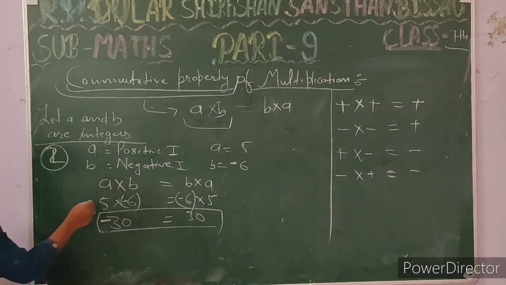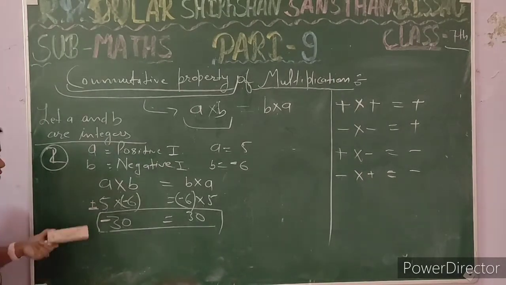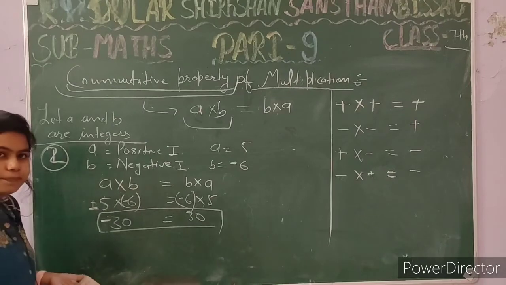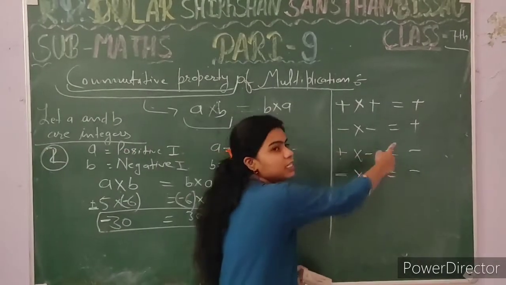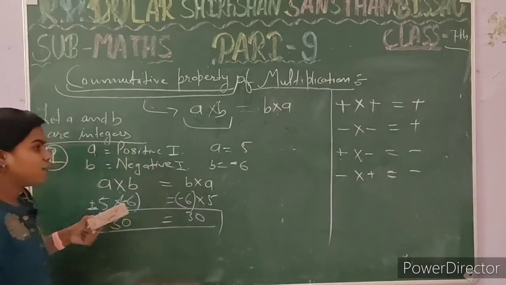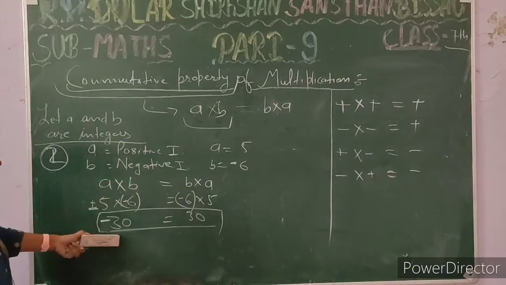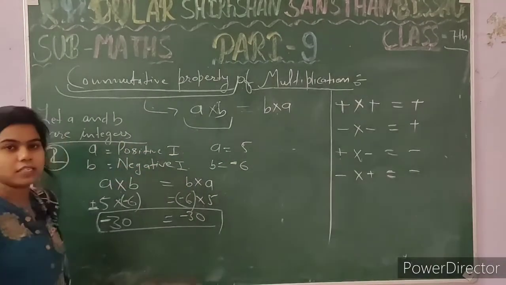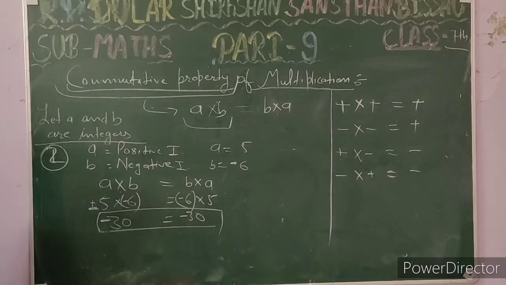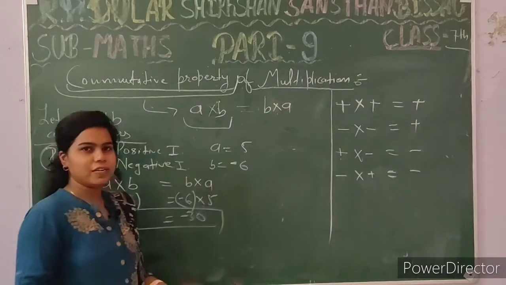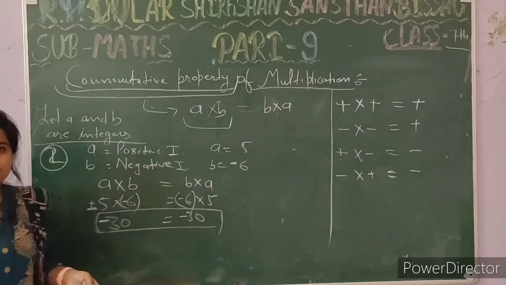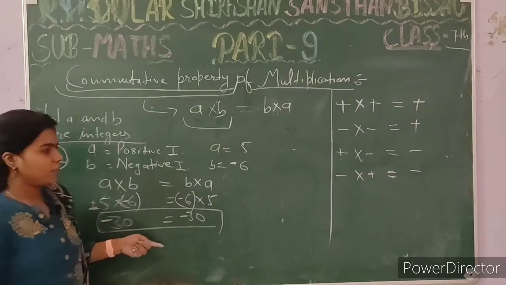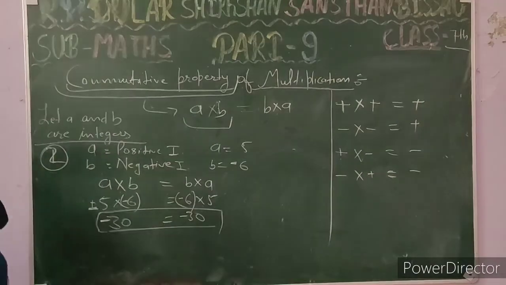Always remember students, if there is no sign it means this is a plus sign. Plus 5, plus-minus makes minus. Always remember the basic rules. So -30, and it becomes also -30. So we will say that if the first integer is positive and the second one is negative, then the commutative property of multiplication will be satisfied. We can say this type of questions this way also.